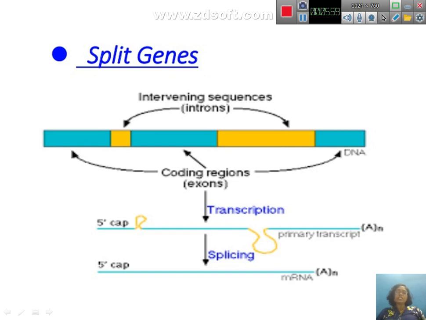So this region is cut off, and this region of exon is joined together with the second region of the exon, and this intron is eliminated. Then the second region of exon is joined with the third region of exon, and this second intron or intervening sequence is removed. So when the splicing is done, you get a messenger RNA.